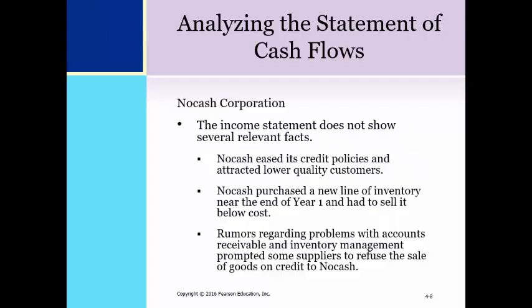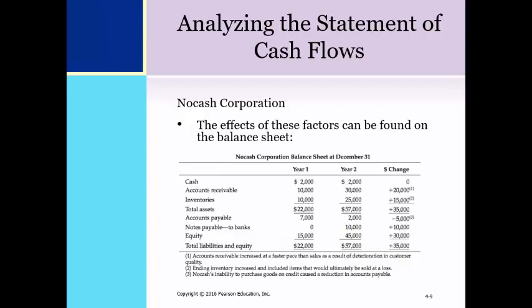What the income statement didn't show was that the increased sales resulted from an easing of credit policies that attracted lower quality customers, and that near the end of year 1, No Cash purchased an additional line of inventory that it was unable to sell at a profit. Rumors regarding the problems at No Cash caused its suppliers to refuse to sell goods on credit to No Cash.